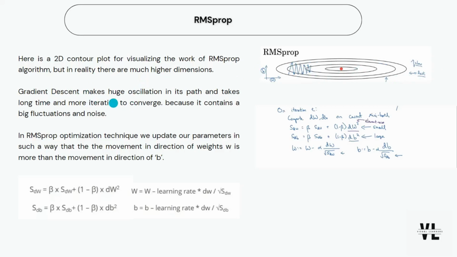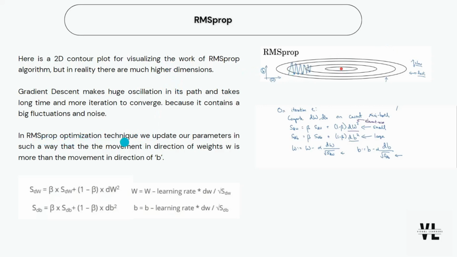Gradient descent makes huge oscillations in its path and takes a long time and more iterations to converge because it contains big fluctuations and noise. Since we want to dampen the oscillation and we want the learning to be faster, as in the case of gradient descent with momentum, RMSProp is going to improve the learning in the horizontal direction over gradient descent with momentum.